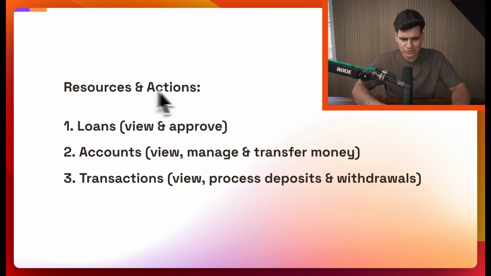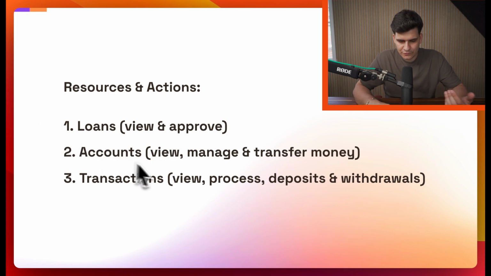In this case, we have resources and actions. The resources that these three roles could potentially interact with, we've named loans, accounts, and transactions. For each type of resource, we also define the actions that a role could perform on it. For loans, we can view the loan or approve the loan. For accounts, we can view the account, manage the account, or transfer money to the account, whether it is transferring money in or out. And for transactions, we can view transactions, process transactions, create deposits, and make withdrawals.